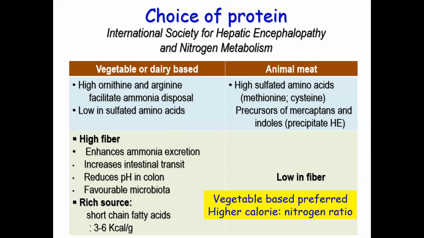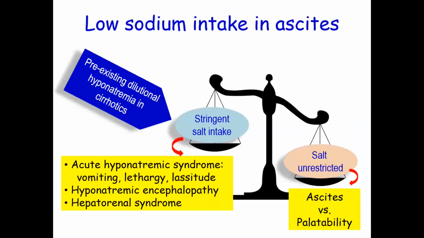You must give a high fiber diet, and there should be a good, rich source of short-chain fatty acids as well. What happens in ascites? Here is a problem because ascites is precipitated by sodium, so we are going to ask for low sodium intake. But remember, low sodium intake decreases the palatability of any food item. So that means you're going to compromise on the calories and proteins.